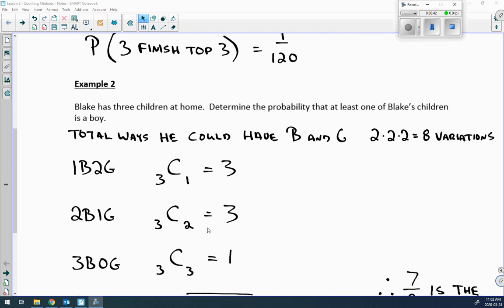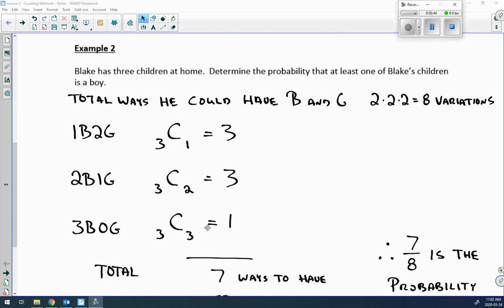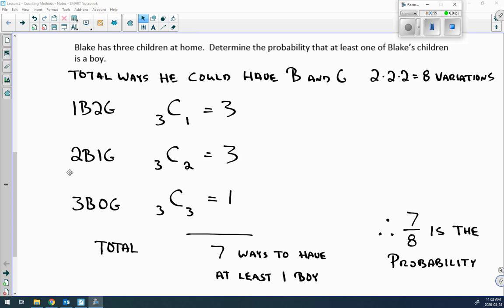Okay, so example 2. Blake has 3 children at home. Determine the probability that at least one of Blake's children is a boy. The total ways that we could have boys and girls is 2 times 2 times 2, or 8 variations on that. So now we have basically 3 cases here: 1 boy, 2 girls; 2 boys, 1 girl; and then all 3 boys, 0 girls.